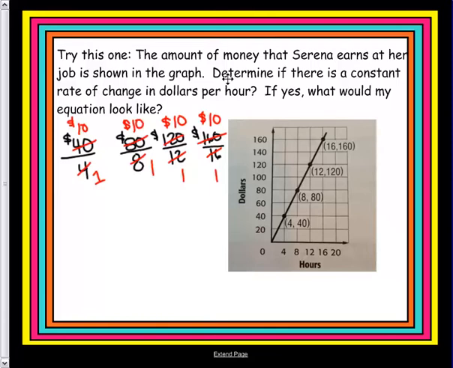It's $10 per hour. So what would the equation look like? It would be y equals $10 per hour. So y equals 10x. Make sure you have this in your notebook written down, maybe even bubble it in as your answer for the equation. Let's look at another one.